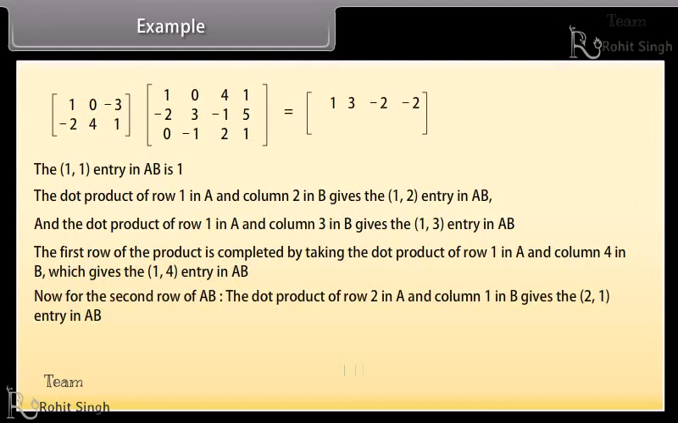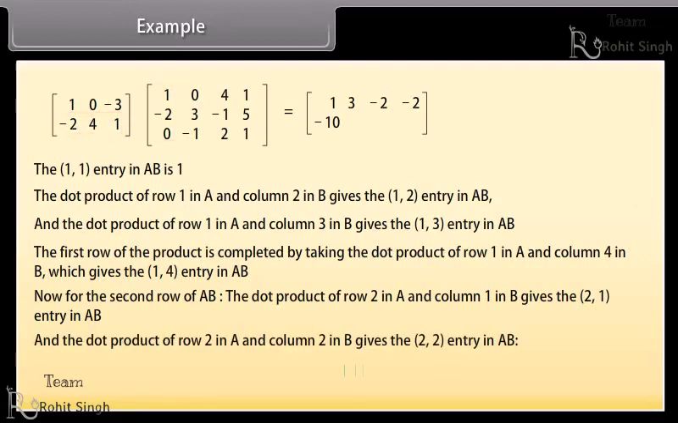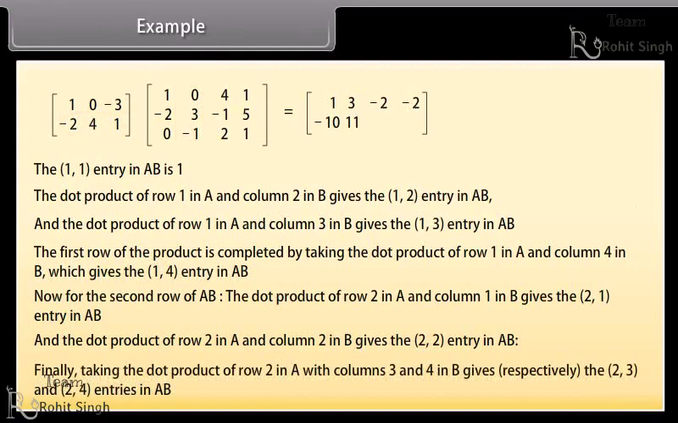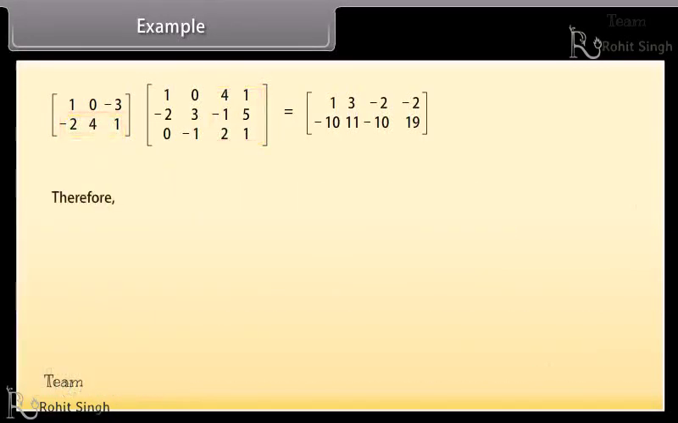Now for the second row of AB, the dot product of row 2 in A and column 1 in B gives the 2, 1 entry in AB. And the dot product of row 2 in A and column 2 in B gives the 2, 2 entry in AB. Finally, taking the dot product of row 2 in A with columns 3 and 4 in B gives respectively the 2, 3 and 2, 4 entries in AB. Therefore, AB can be written as the matrix, row-wise, first row 1, 3, -2, -2, second row -10, 11, -10, 19.